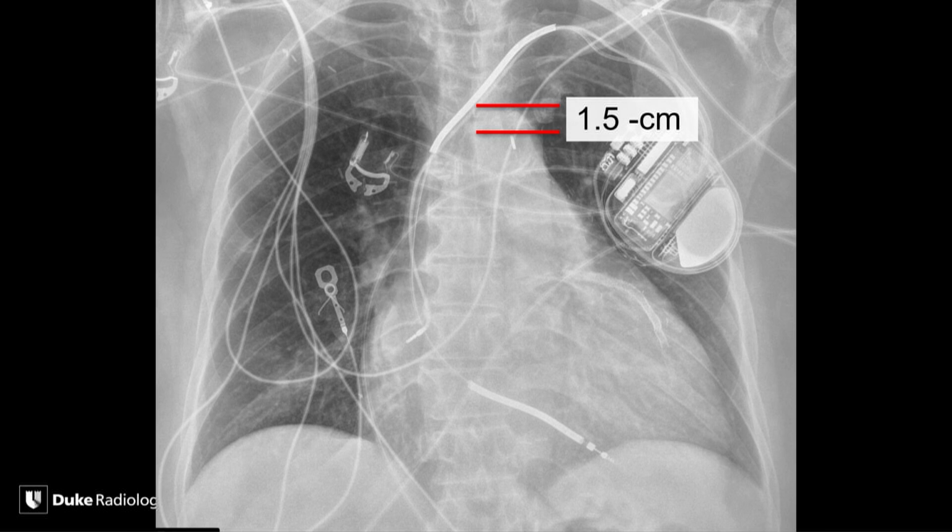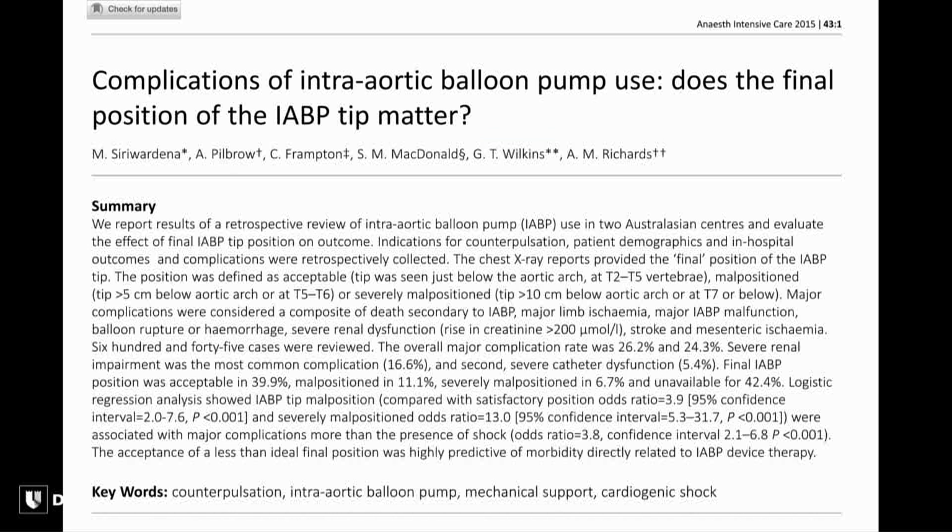I think that's a reasonable question to ask. We worry about it all the time. The only data that I can find out there that looks at correlating balloon pump positioning and outcome was this study, and this was a retrospective review of like 400 or so balloon pump placements, and they categorized their balloon pumps into properly positioned if it was within 5 centimeters of the arch, malpositioned if between 5 and 10 centimeters below the arch, and severely malpositioned if it was lower than that.